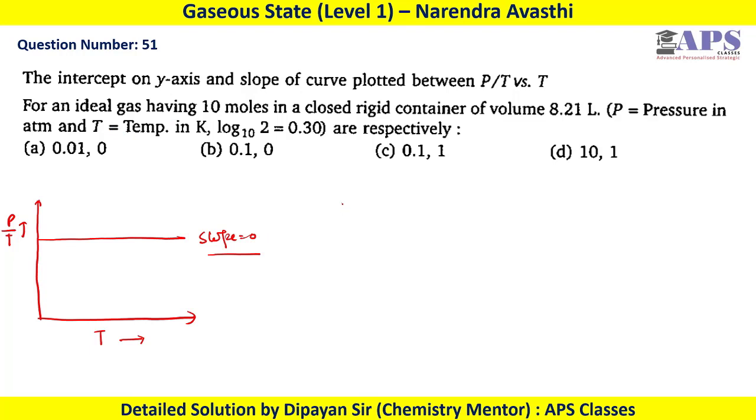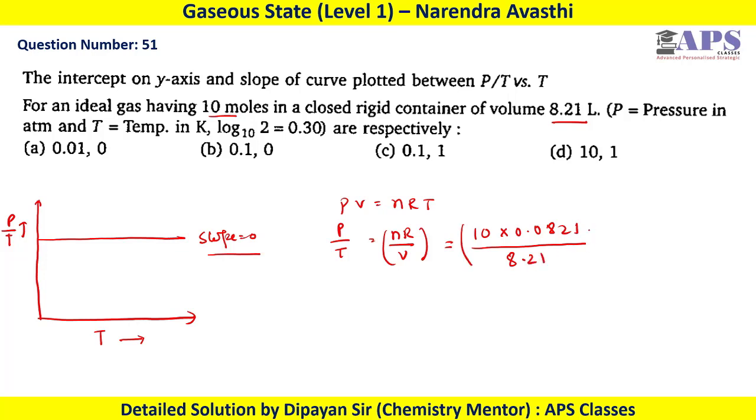So PV equal to nRT, or P by T equal to nR by V. According to the problem, we have 10 moles of ideal gas. So 10 multiplied by 0.0821, that is the value of R, divided by volume, and the volume is 8.21. So finally P by T value will come out 0.1. So intercept is 0.1 and slope is 0. According to this, option B will be the correct option.